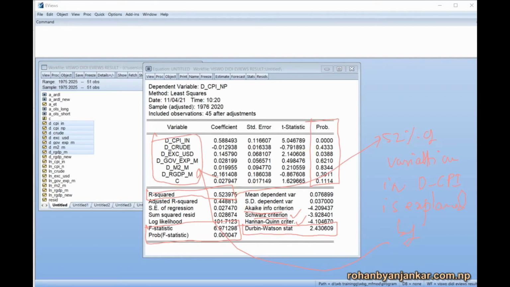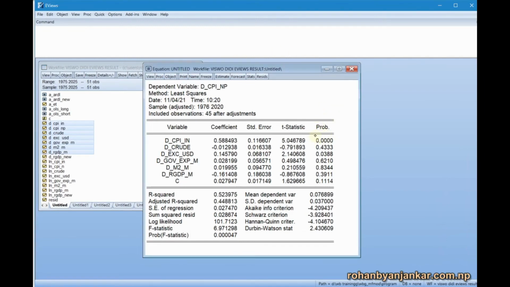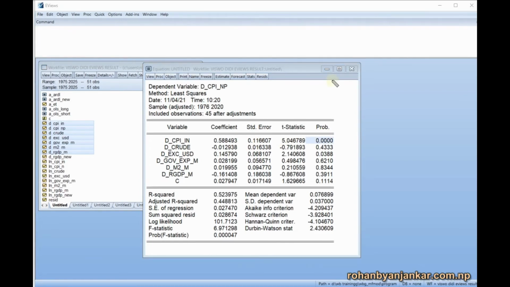So now let's move towards the p-value. This is very important for our analysis. If the p-value is less than 0.05, then only will we conclude that this variable has an impact on it. This is less than 0.05, so CPI of India has a great impact on Nepalese inflation. And the second is USD. Exchange rate USD also has an impact because it's less than 0.05.